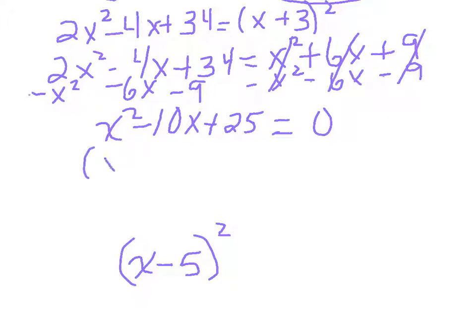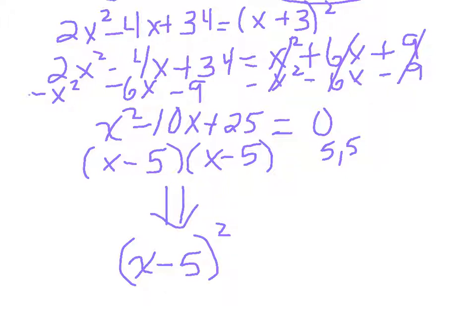What we're going to do is factor this out and say what times what gives us 25. It needs to add, and we need it to be a negative 10, so these are minuses, and that's exactly what we got here. Now to find the roots, x minus 5 equals 0.